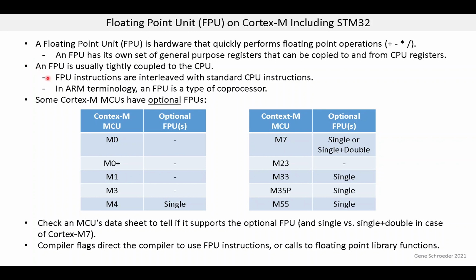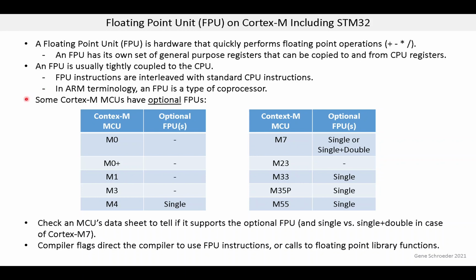Floating point unit instructions are normally interleaved with standard CPU instructions. So as the CPU is executing the program, it will be doing some CPU instructions, and then it might hit a floating point instruction, and the floating point unit will handle that one. So the CPU and the FPU sort of go back and forth as needed to execute the program. In ARM terminology, a floating point unit is a type of coprocessor. And it's just good to know that terminology, and we'll see that in a little bit.